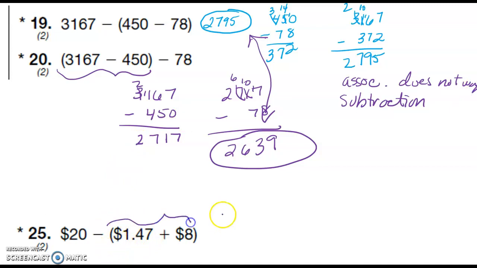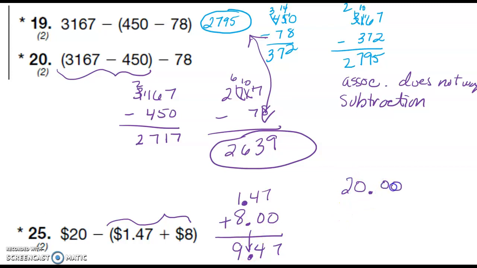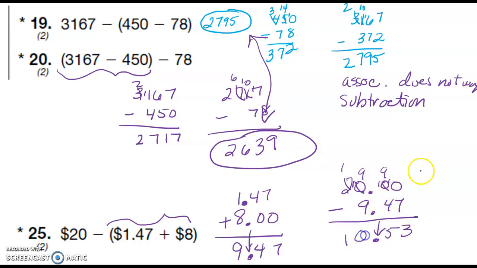Okay, so let's take a look at 25. We're going to do what's in the parentheses first, as always, for our PEMDAS. We've got to line up our decimal places. So I have $1.47, and then I have $8. And my decimal is going to come down. And then I have $20 minus $9.47. So borrow, borrow, borrow. That's 1. This is 9. This is 9. This is going to be 10. 3, 5. My decimal place comes down. 0, 1. So this is my answer, $10.53.